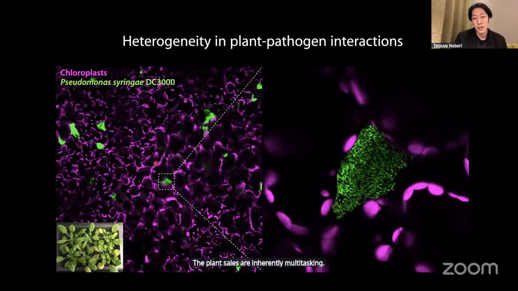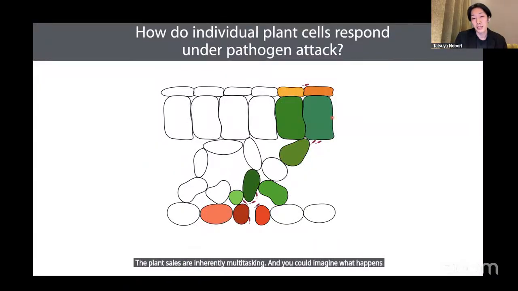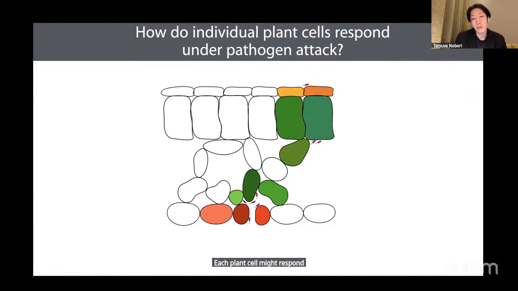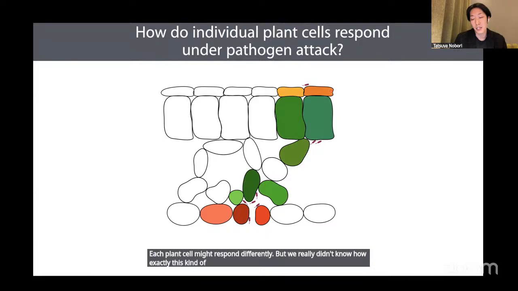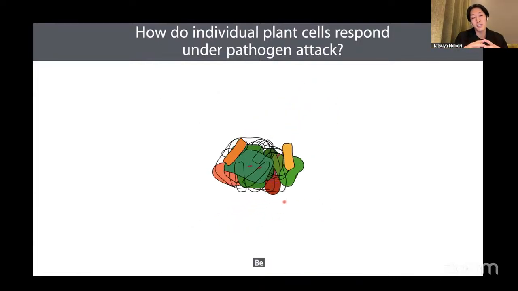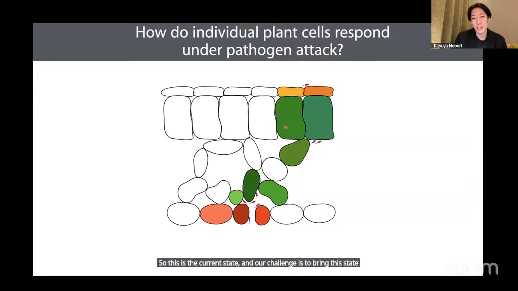And you could imagine what happens might be something like this, right? Depending on the cell type or relationship with the pathogen cells, each plant cell might respond differently. But we really didn't know how exactly this kind of cellular heterogeneity might look, because traditionally we mostly focused on analyzing the whole tissue, kind of averaging things out. So this is the current state, and our challenge is to bring this state to this state.